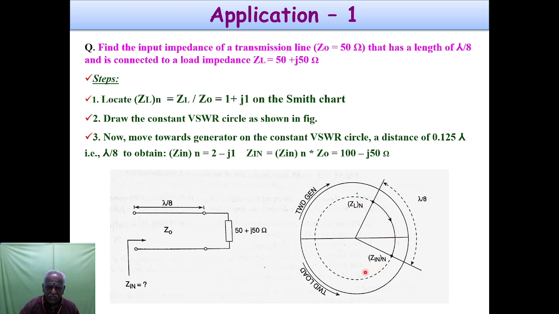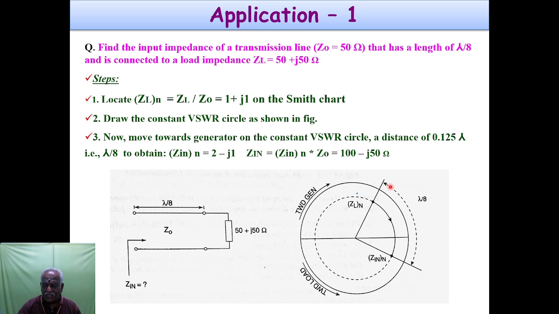The constant VSWR circle is drawn. It has the radius of the distance from the center of the chart to the load impedance point. So after drawing this constant VSWR circle, we now have to move towards the generator. How much distance is to be moved? It is lambda by 8. So we want to find out the impedance at this sending end, or the source impedance; the input impedance is to be determined. Therefore we have to move from the load. This is the load point. From the load we have to move lambda by 8 distance.